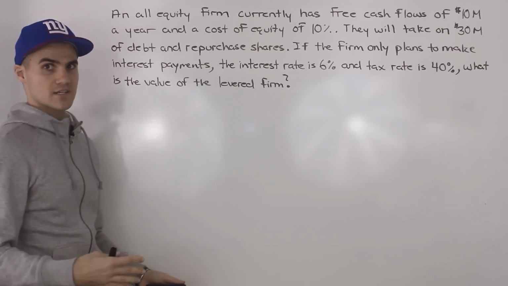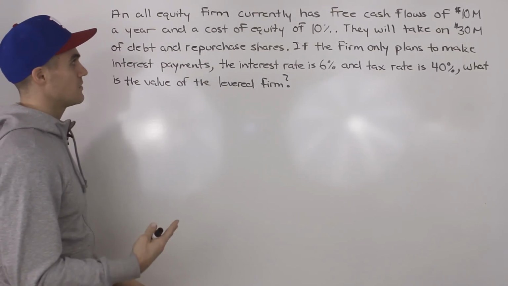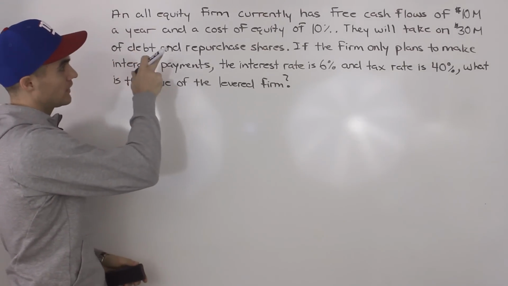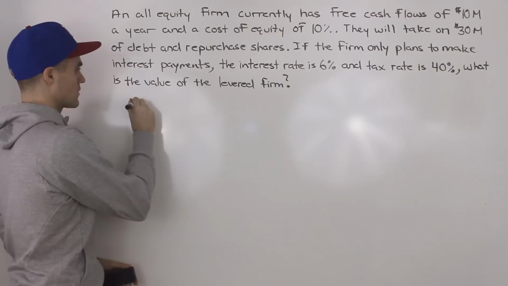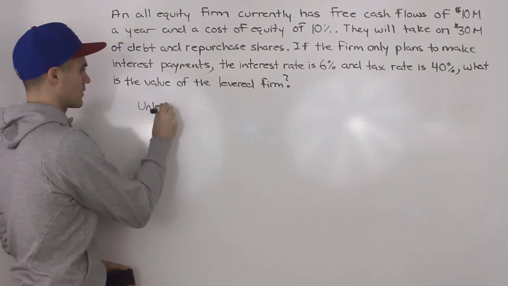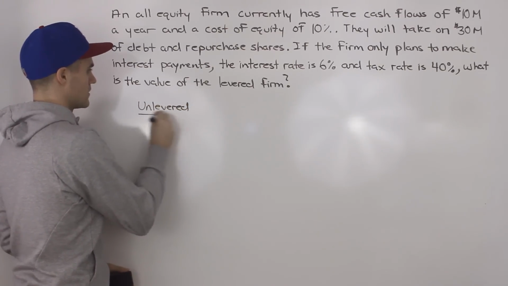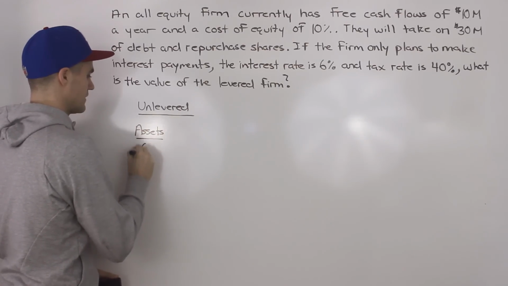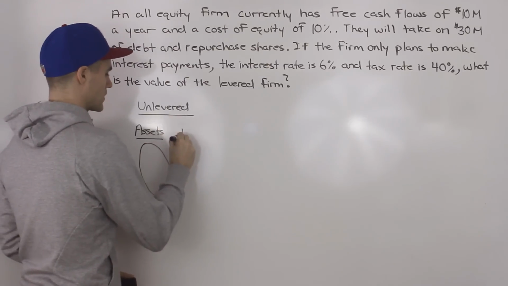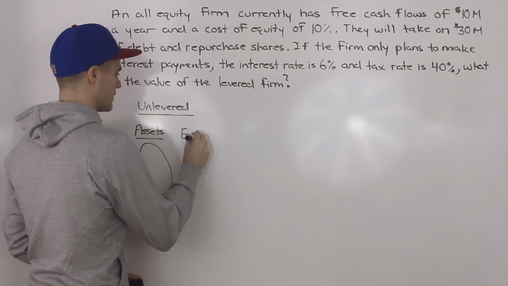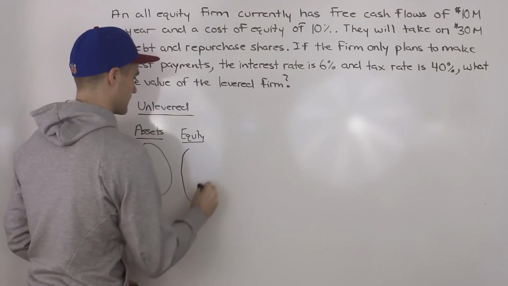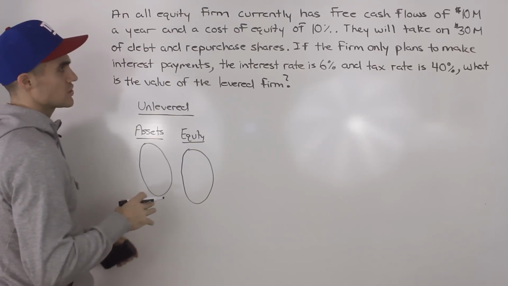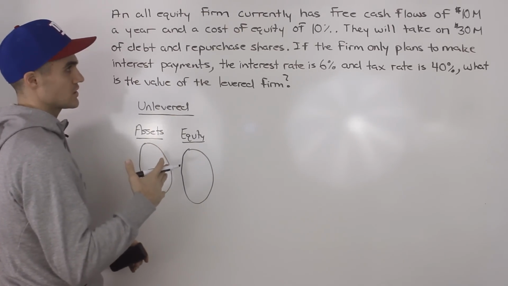So as I did in the previous example, what I like to do is try to make any sort of balance sheet that I can. So we have an all-equity firm, meaning that this firm is unlevered currently. So we know that on its balance sheet, we're going to have assets on the left side, and then we're going to have equity on the right side. However, notice that the information that we are given in this question is a little bit different than the information in the previous question.